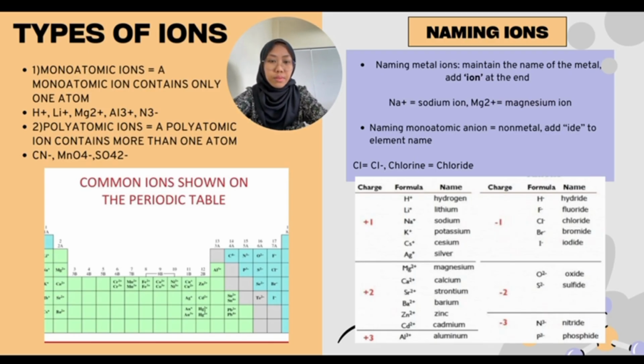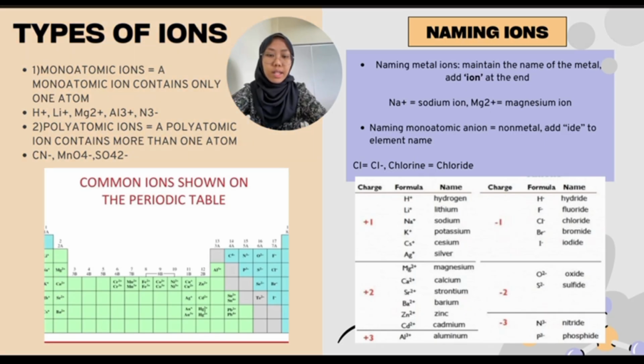And then we have naming ions. Naming metal ions: maintain the name of the metal and add ion at the end. Na+ is sodium ion. Mg2+ is magnesium ion. Naming monoatomic anions, which are non-metals: we need to add -ide to the element name. Cl is Cl-, and for chlorine, it is chloride. Here we also have cations and anions with their charge, formula and name.